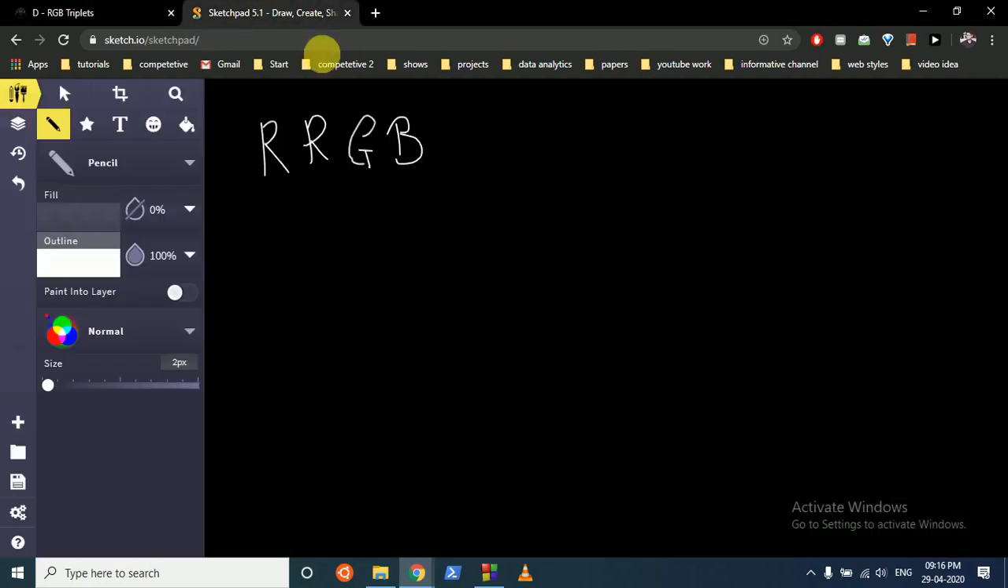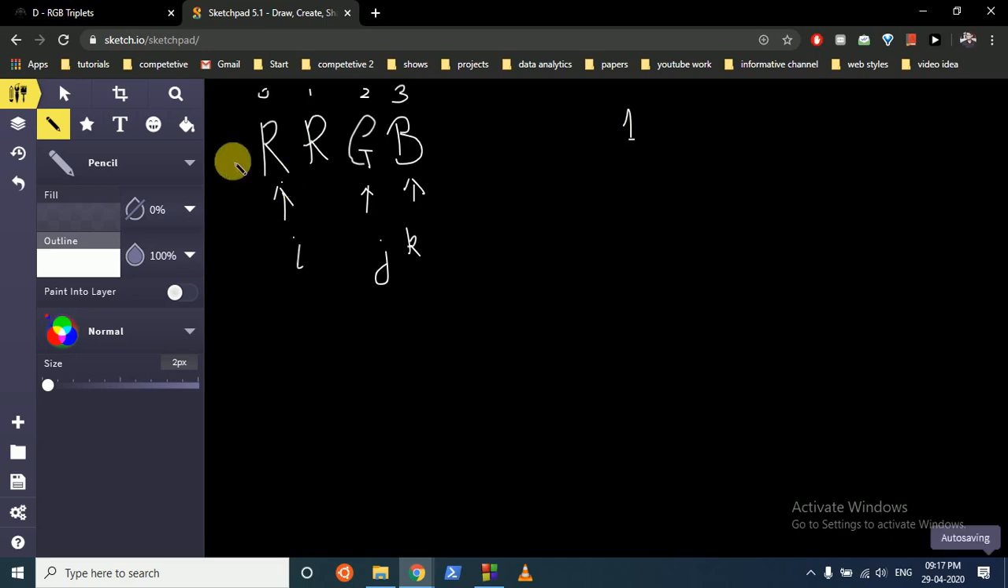If you can see in this example, if I take I to be this, J to be this and K to be this, it is satisfying the first condition because we are taking RGB. Also the difference between them, if we take the indexing 0, 1, 2, 3, is 2 for one pair and 1 for the other. So it's satisfying, and the answer is 1.